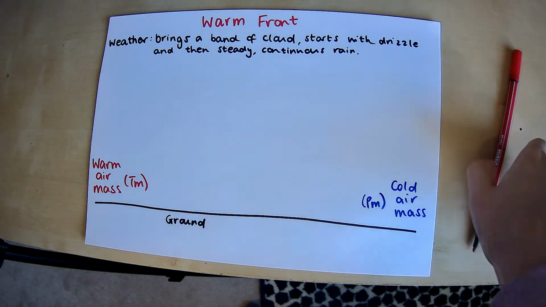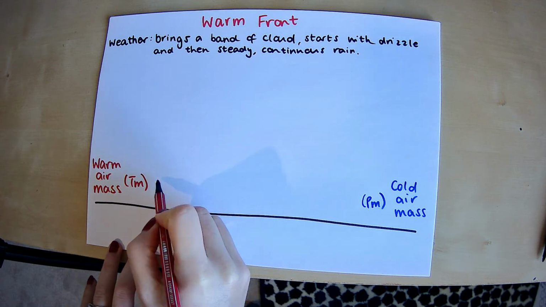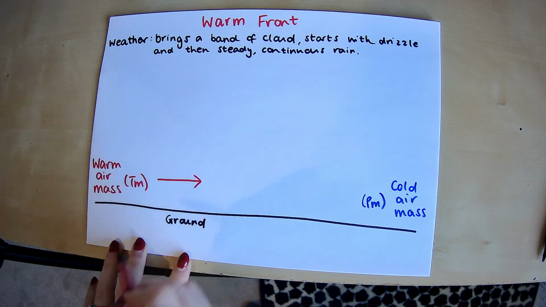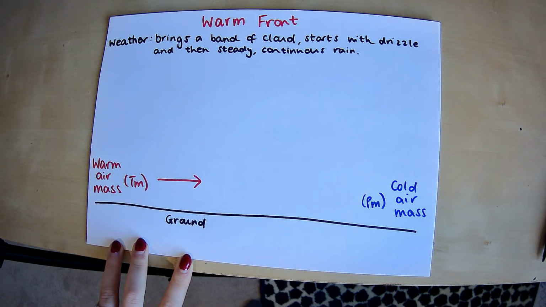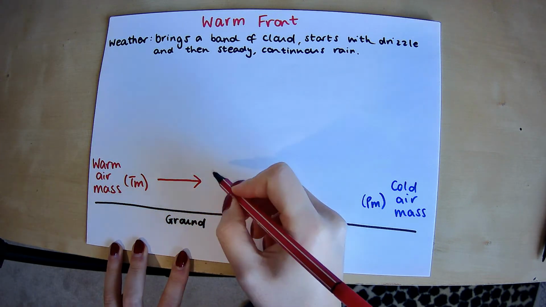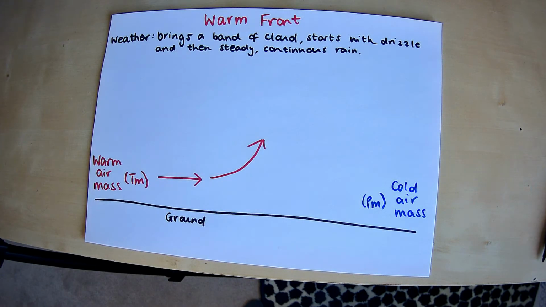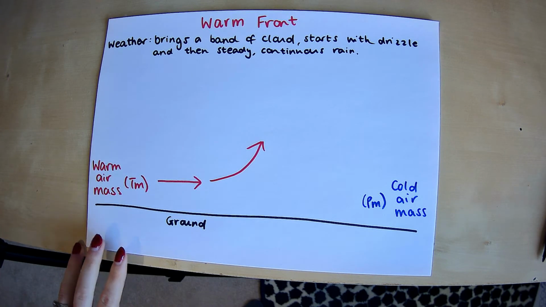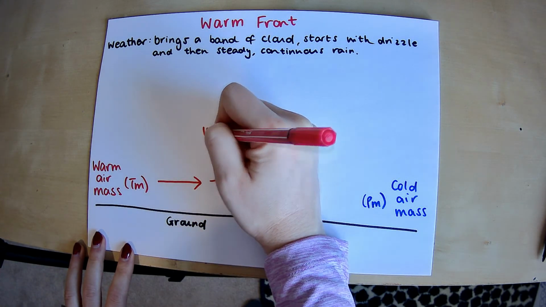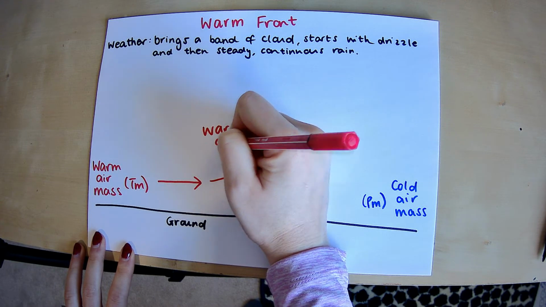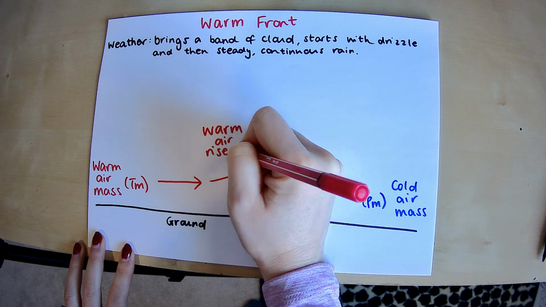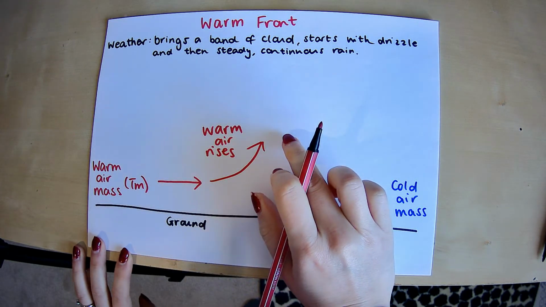What happens as this warm air moves towards the cold air is it tends to rise up. This is simple physics that we've done before, that warm air rises. Warm air is less dense than cold air, so the warm air is able to rise. So the warm air is rising here, just like we did before with low pressure systems.